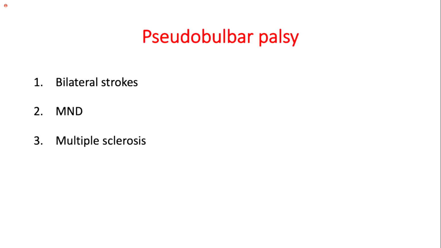Then if you have pseudobulbar palsy, it has to be bilateral. Unilateral lesions won't cause pseudobulbar palsy. So it has to be bilateral lesion above the medulla. So bilateral strokes, motor neuron disease, and multiple sclerosis, because these are bilateral lesions that affect both sides.